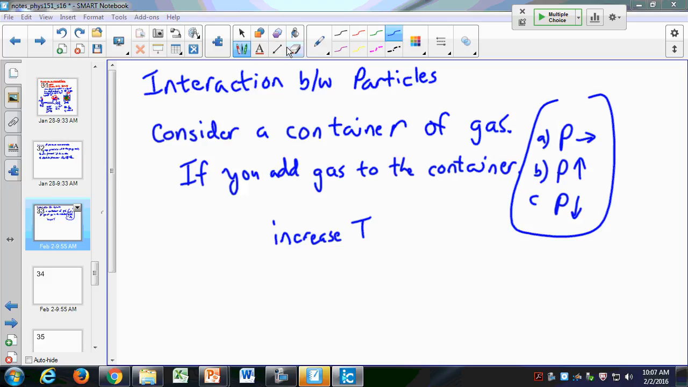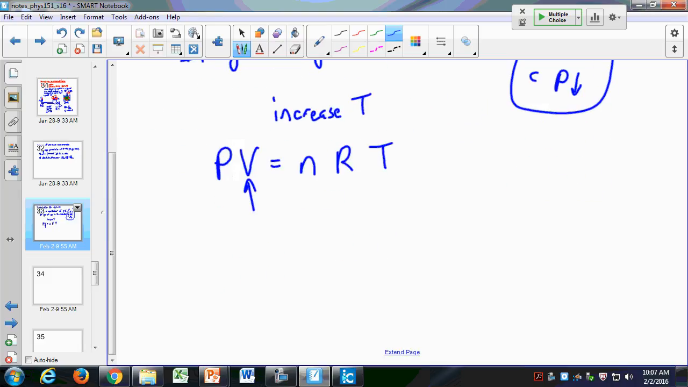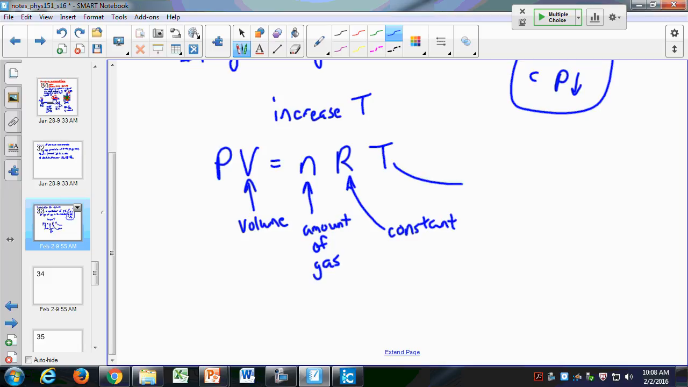So this can all be summarized in the ideal gas law, which says that the pressure times the volume is equal to N times R times T. Let me show you what these mean. P is the pressure, V is the volume, if we assume that the volume remains constant in a container. N is the amount of gas, R is just a constant, don't worry about it, and T is the temperature. I more want you to be aware of the relationships between these.